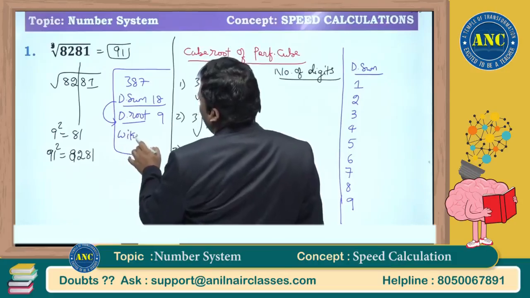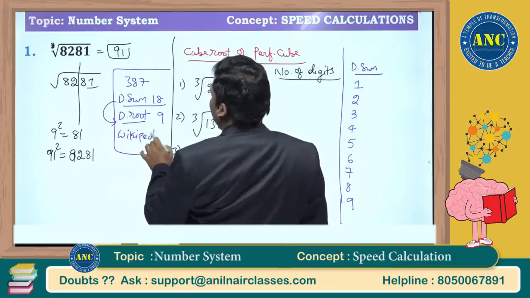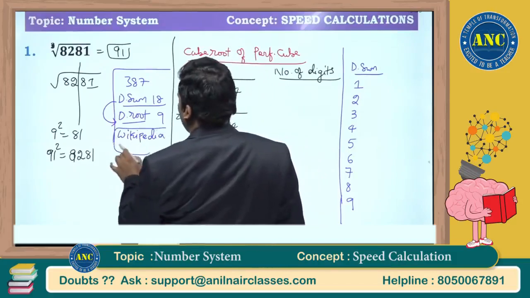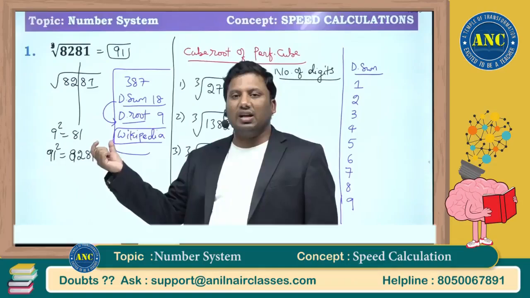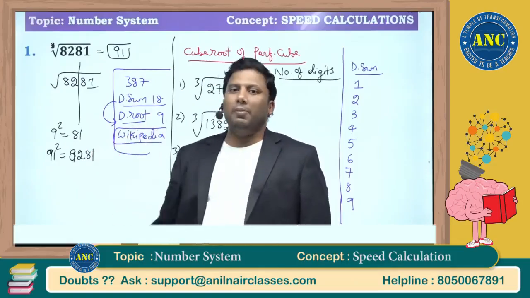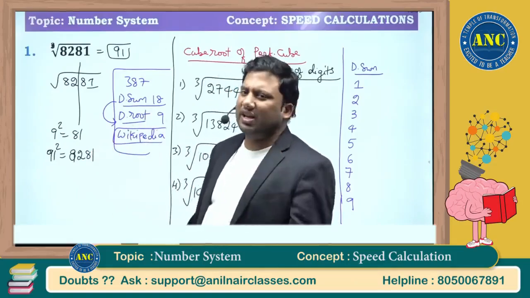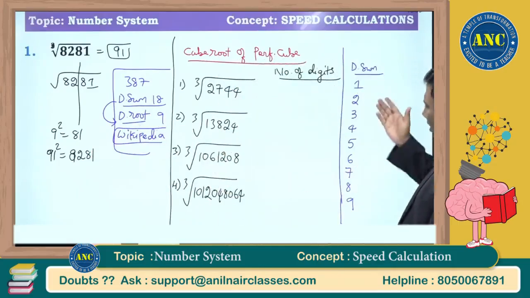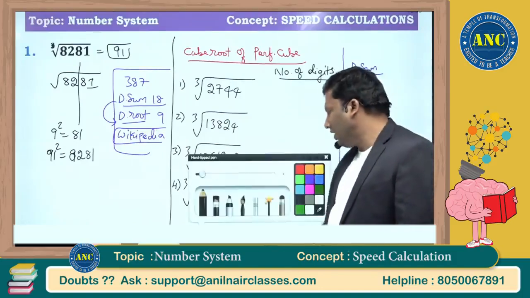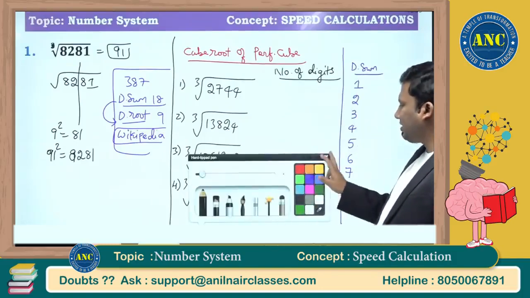You can type in Wikipedia the definition of digital sum and digital root to know it. Many of the teachers use digital sum but implement it as a digital root. They use them as synonyms, which is absolutely fine. Now, let us come back to it. 1, 2, 3, 4, 5, 6, 7, 8, 9.